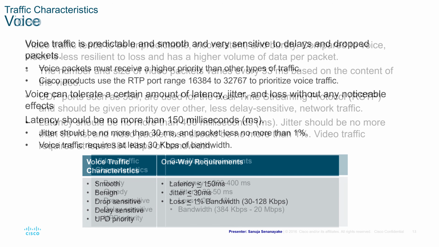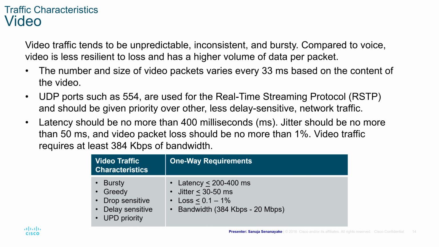So let's look at video. Video traffic tends to be unpredictable, inconsistent, and bursty. Compared to voice, video is less resilient to loss and has a higher volume of data per packet. So compared to voice traffic, video is less resilient to loss. However, it also means that it requires a higher volume of data per packet. The number and size of video packets varies every 33 milliseconds based on the content of the video.